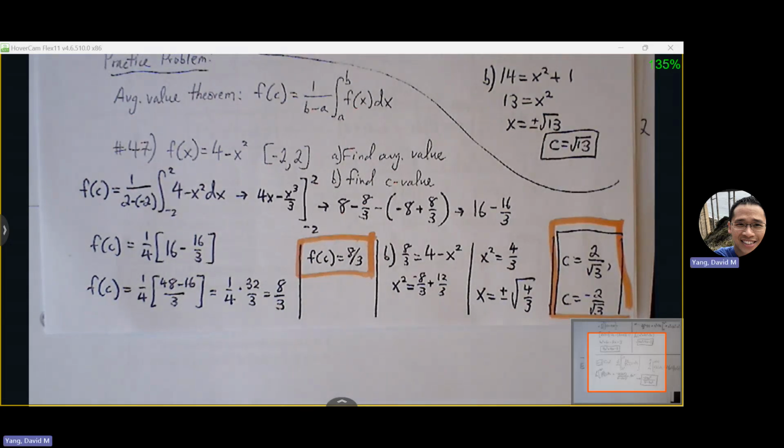So if that's the average height, the graph has to reach that average height somewhere along that path. So we go back and find the x value location for that y value on the graph. Plug a-thirds into the function, make sure the a-thirds replaces your y variable, and then you solve for x. In this case, the plus or minus 2 over root 3 are both inside the interval, so we keep both our c values.